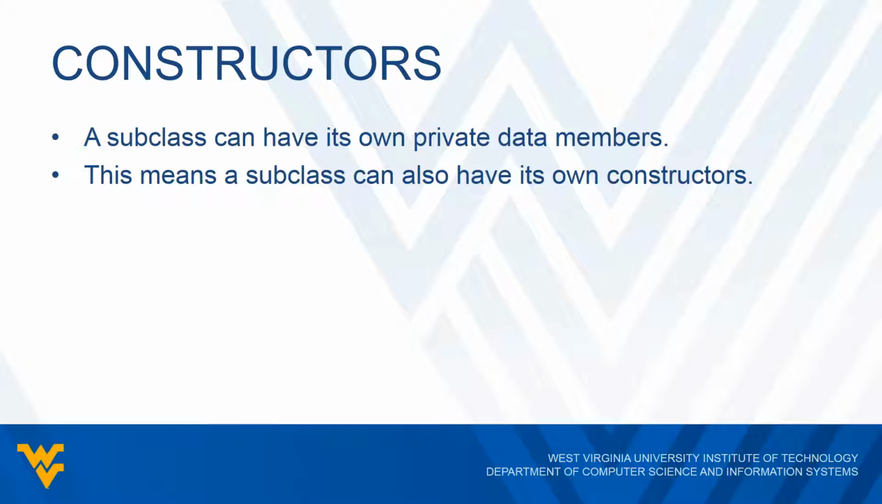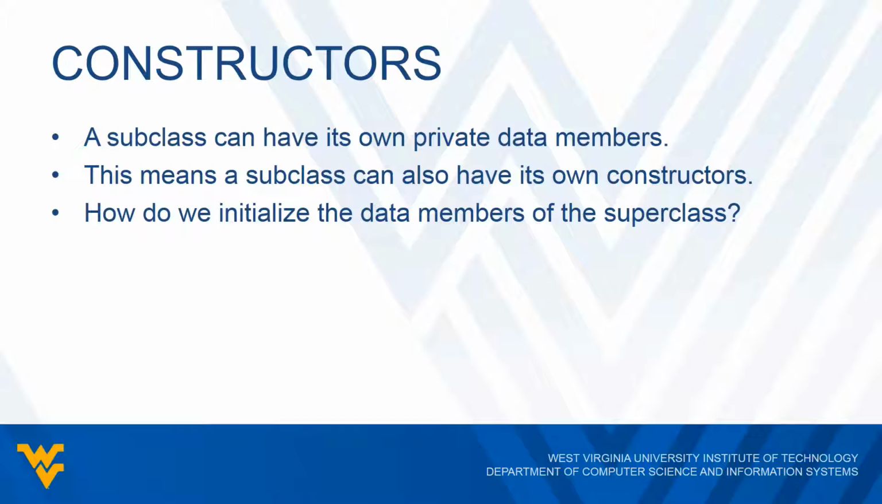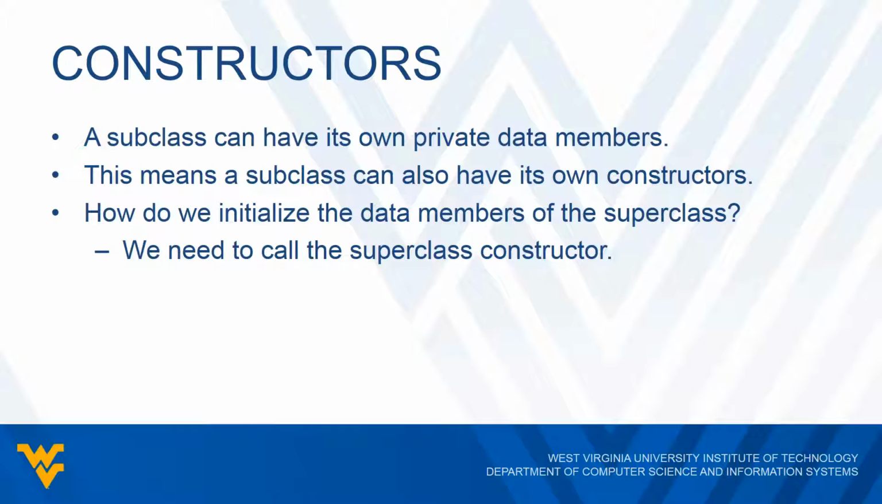But wait a minute, if we have our own constructor for the subclass, we need to be able to initialize the data members of the superclass as well, right? So how do we initialize those data members? Because once again, we can't directly access those data members. Well, just as we had methods that would call the corresponding superclass methods, we would need to call the constructor of the superclass.